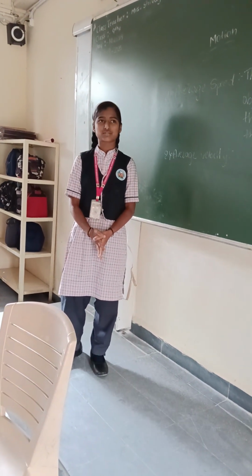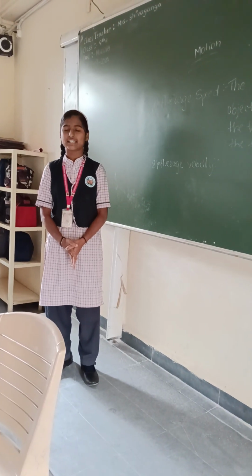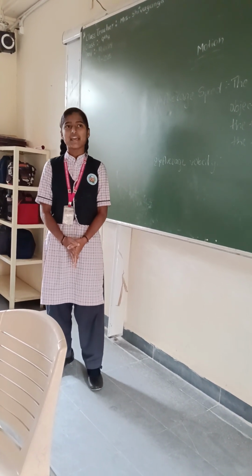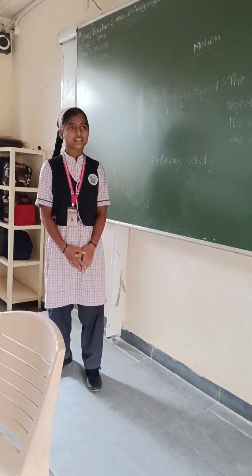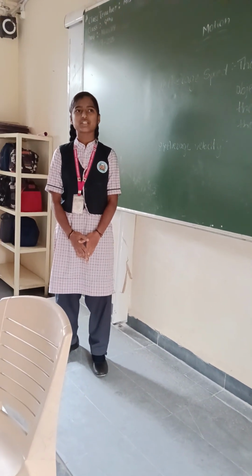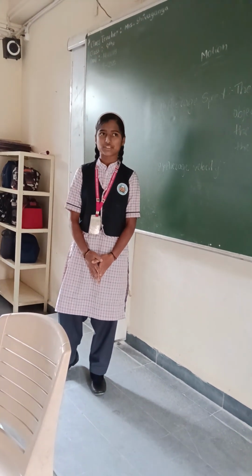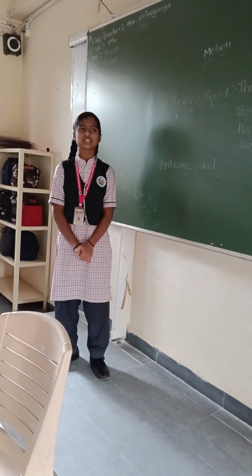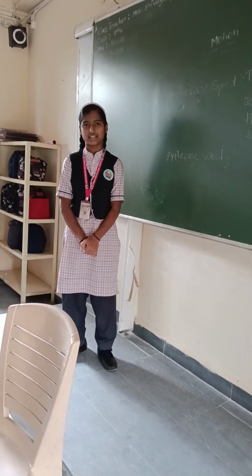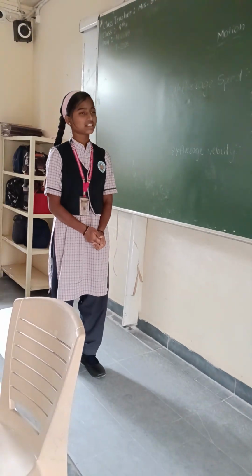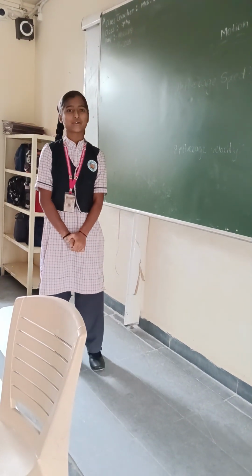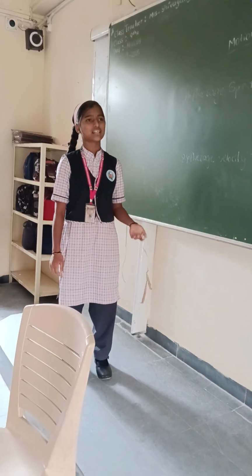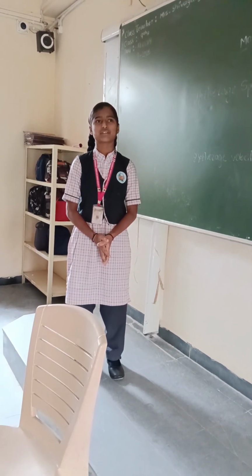Total distance refers to the entire path length traveled by an object. Total time refers to the duration for which the motion occurred. And average speed is a scalar quantity. It means it has only magnitude and no direction. Average speed is always positive. Both distance and time are always positive values.